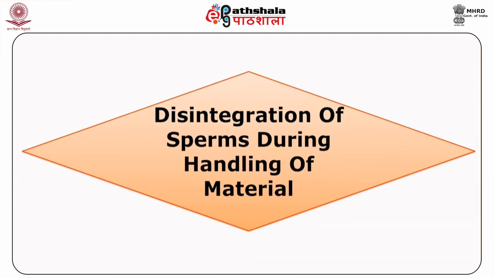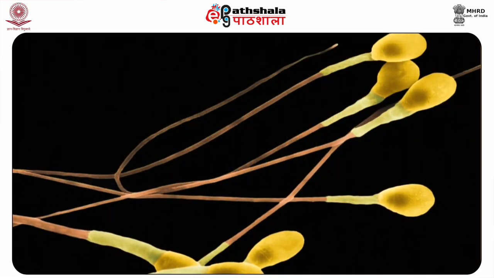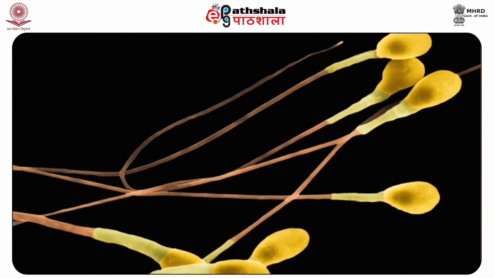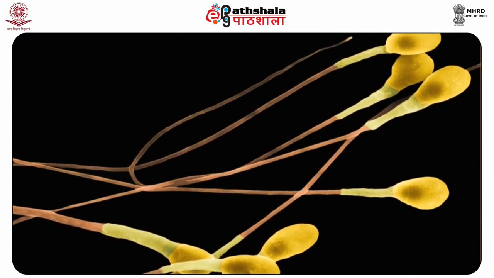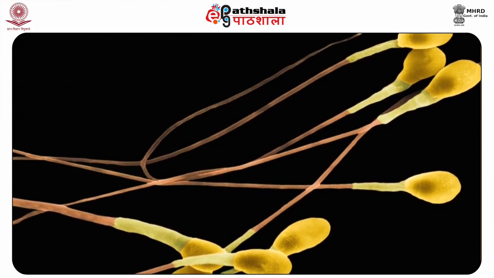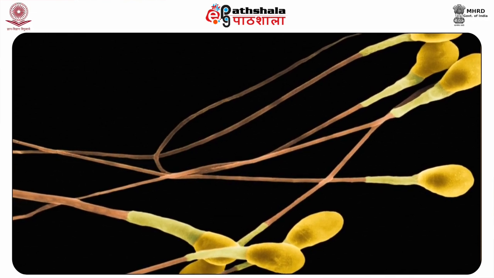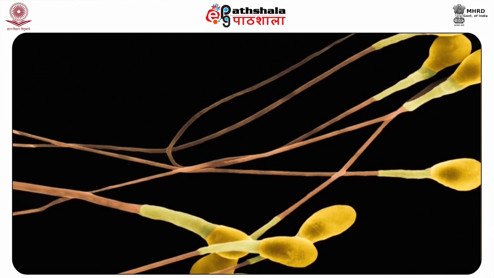Disintegration of sperms can also take place during handling of the material, etc. Finding sperm cells in body cavities of a victim of sexual crime is of utmost priority for obvious reasons. Several research findings indicate that motile and non-motile sperms can be obtained at different durations in different body cavities.